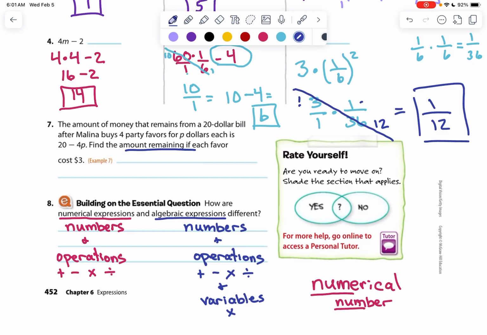Okay, so I'm going to rewrite this. 20 minus 4 times $3. 4 party favors times $3. Order of operations says we multiply first. 4 times 3 is 12. So now we know we paid with the $20 bill. She owed 12. Okay? 20 take away 12. Well, 20 take away 10 is 10. 10 take away 2 is 8. So she's going to get $8 back from the cashier.